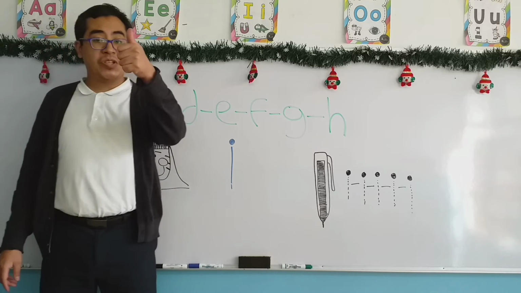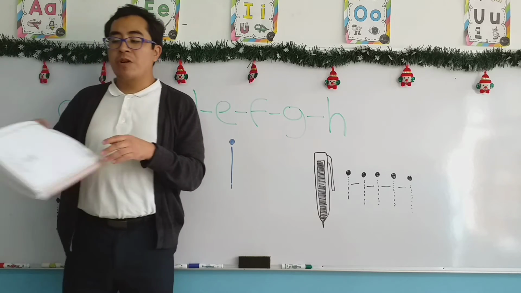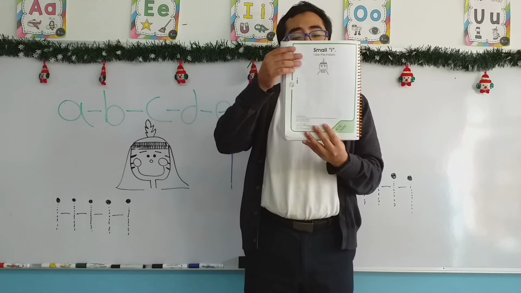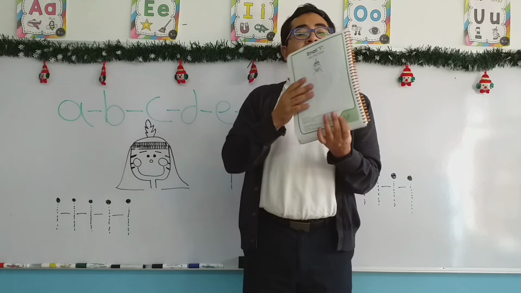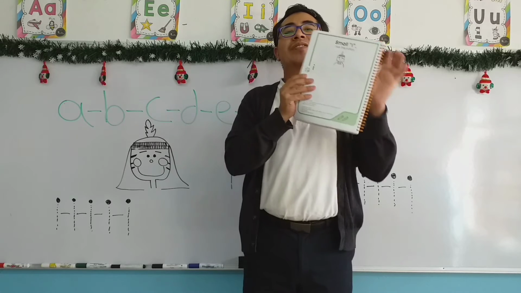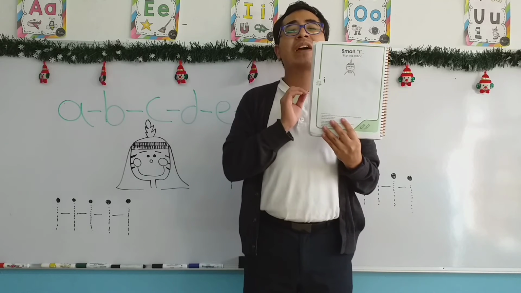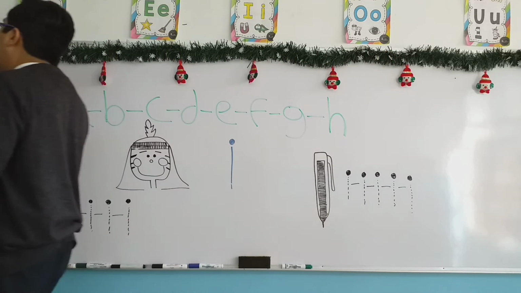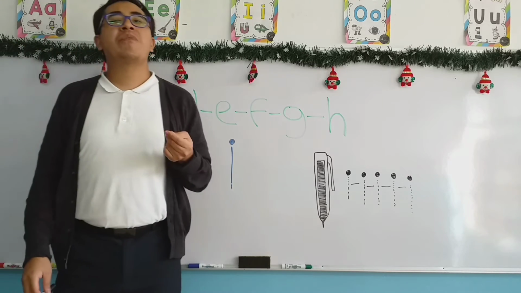Very good. Excellent pronunciation. Now, the activities of your book, okay, are located in these two pages. Activity number 1 and activity number 2. For activity number 1, once again, we have several examples of the letter small I that we have to trace with our pencil. Now, don't forget, while we are tracing the letter I, it's important that we repeat the name of it.